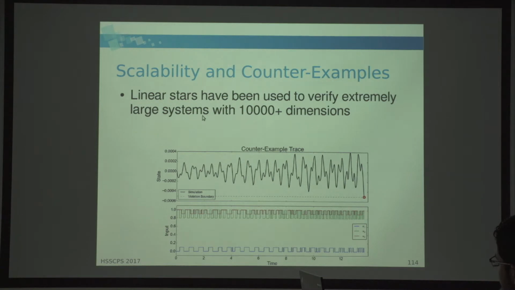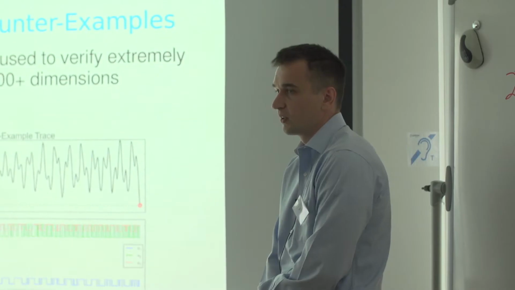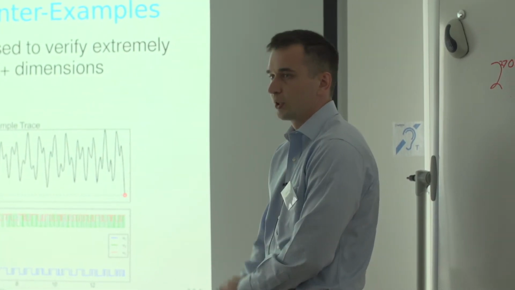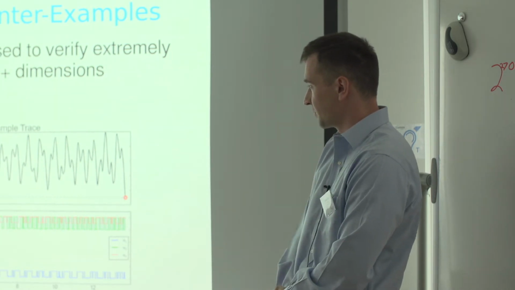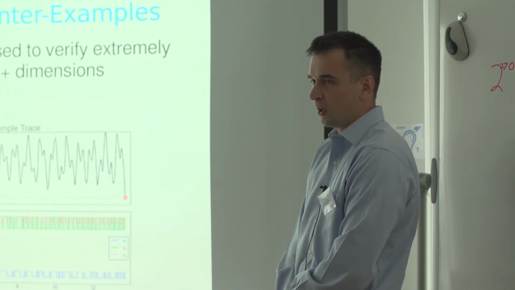Okay, so that was using linear stars to do verification of very large systems with over 10,000 dimensions. We're working on doing more, but this is around the order of magnitude that we can currently handle. It gets tricky once you go over 10,000.